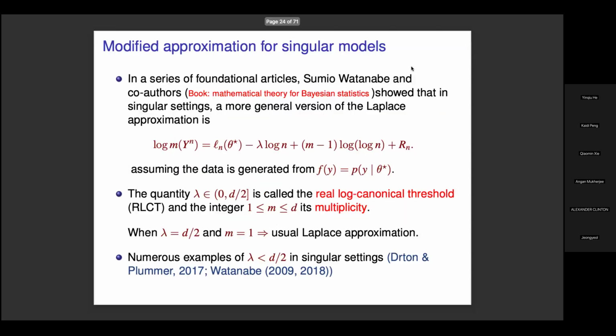Just to see this, lambda and m, the multiplicity of this threshold, these are really just functions of theta star. So in some sense, theta star has some role to play here as well. If you change theta star, you'll get different lambdas. If you're fitting a mixture of two normals, and your true data generating distribution is just one normal, you can achieve that one normal by several combinations of these parameters, so lambda would be strictly less than d over 2. But if you start with a mixture of two normals itself, then you get lambda to be exactly d over 2.